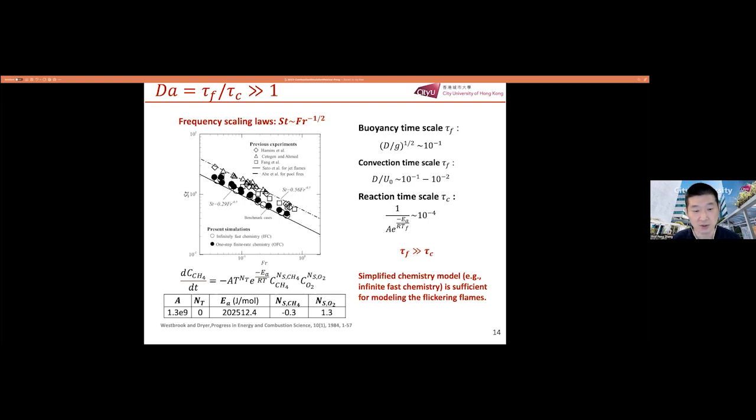So here we just introduce one chemical reaction time scale. Now we have 3 time scales here. So you can see that they will give us 2 dimensionless parameters, which will be used to study the flame behavior under different parameters.